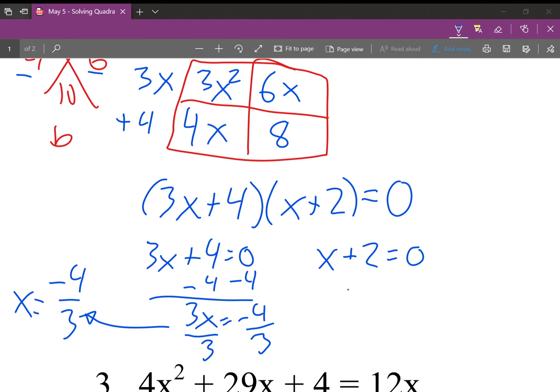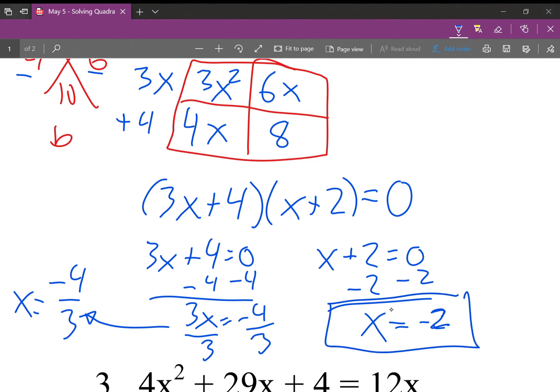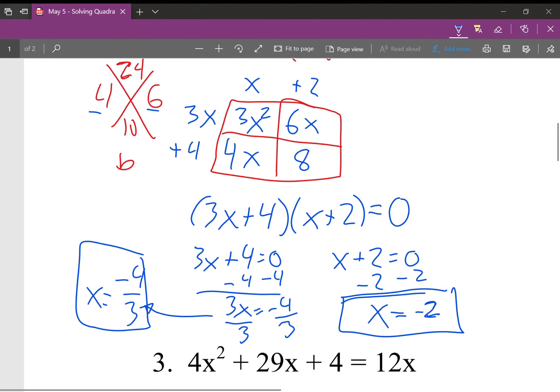Over on the other side, when I subtract 2 here, 0 minus 2 is negative 2. So x equals negative 2 would be my other solution. So let's make sure we box it. So what do we have? I have two answers, which is normally what we have with a quadratic. I have x equals negative 2. I have x equals negative 4 over 3. And that's it. Let me zoom out so you can see everything we've done.